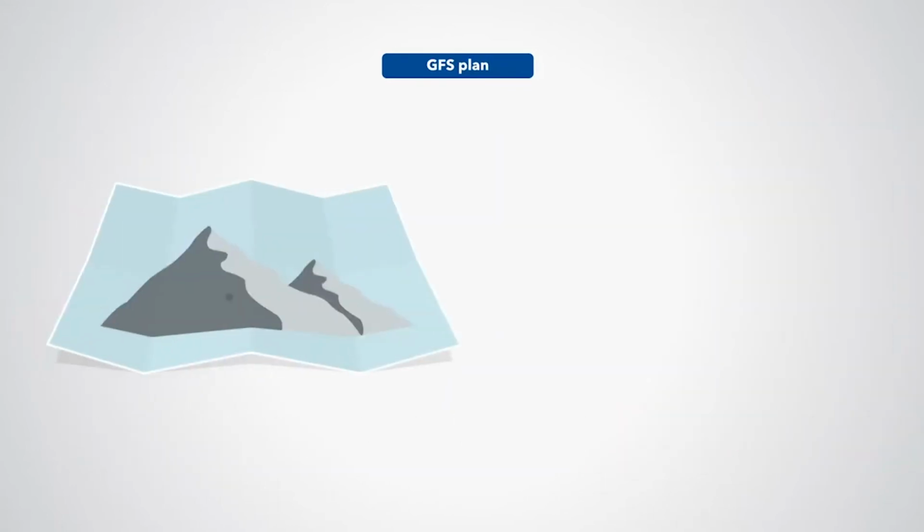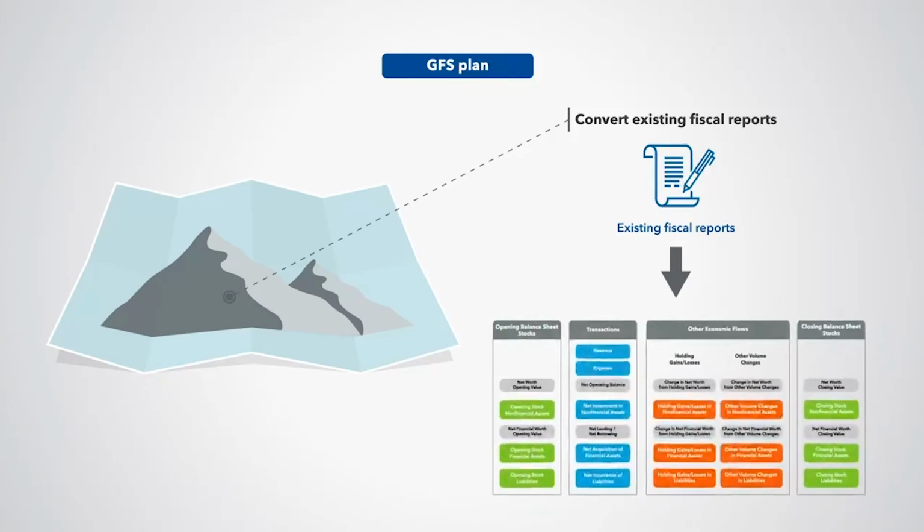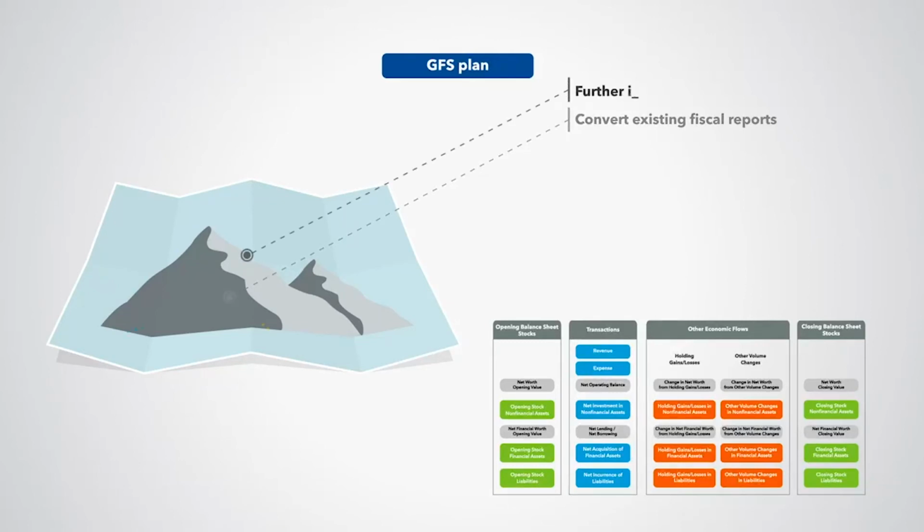An initial step a country can take is to convert its existing fiscal reports, or at least its major aggregates, into the GFS framework classifications and presentation. Many countries have already done so. Then compilers can introduce successive improvements leading to further strengthening of their GFS for policy purposes.